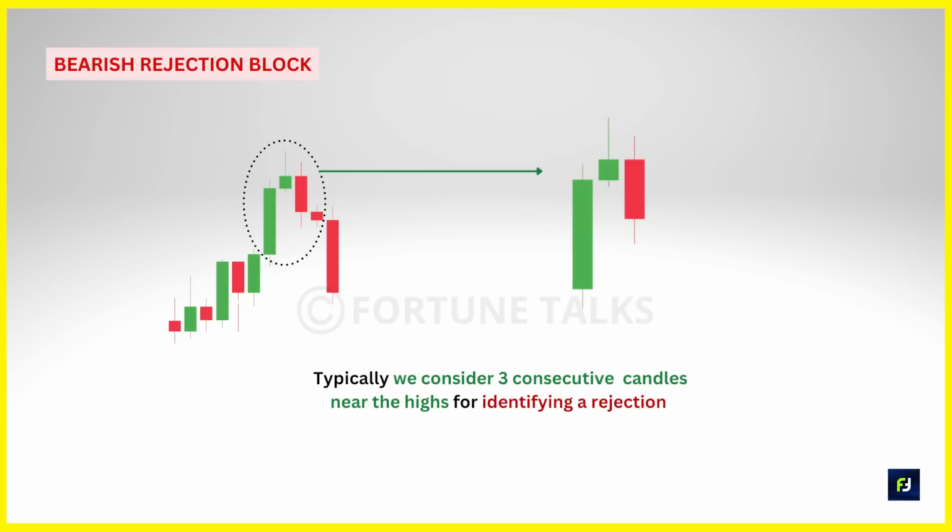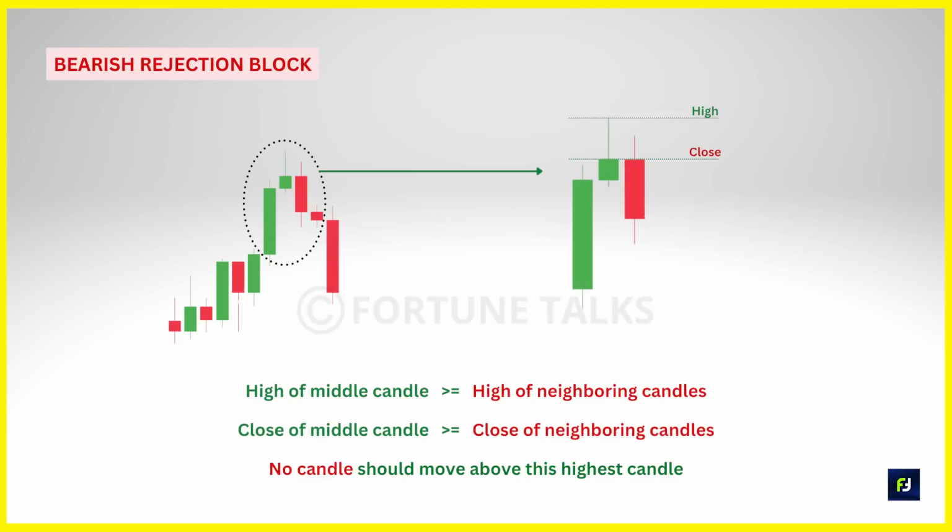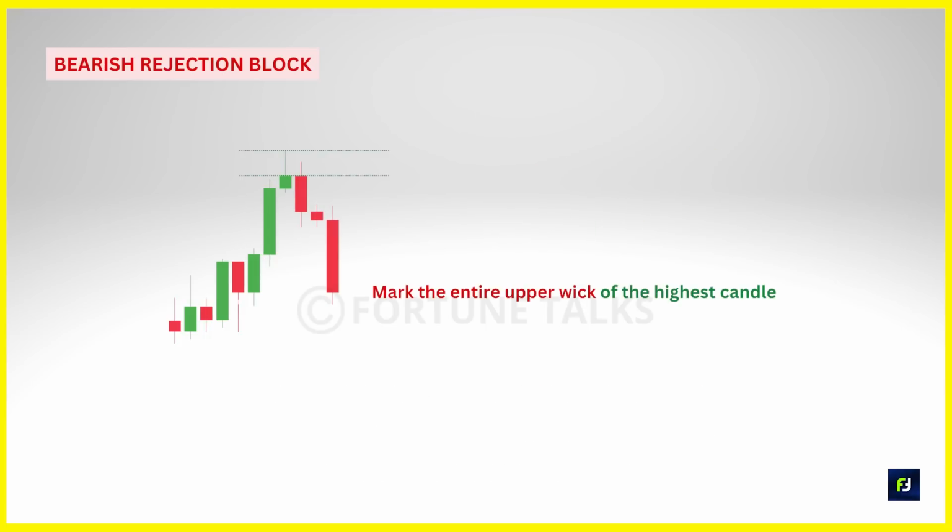Usually, we consider 3 consecutive candles near the highs for the purpose of identifying a rejection. Out of these 3 candles, the middle candle has to be the highest of them all. The color of the candles doesn't really matter, but what matters is that the high of the middle candle should be higher than the neighboring candles, and the close of this candle has to be higher than or equal to the close of the preceding and succeeding candles. Now, once all these conditions are fulfilled, we can mark the entire upper wick of this highest candle using a rectangle. This will be our bearish rejection block.